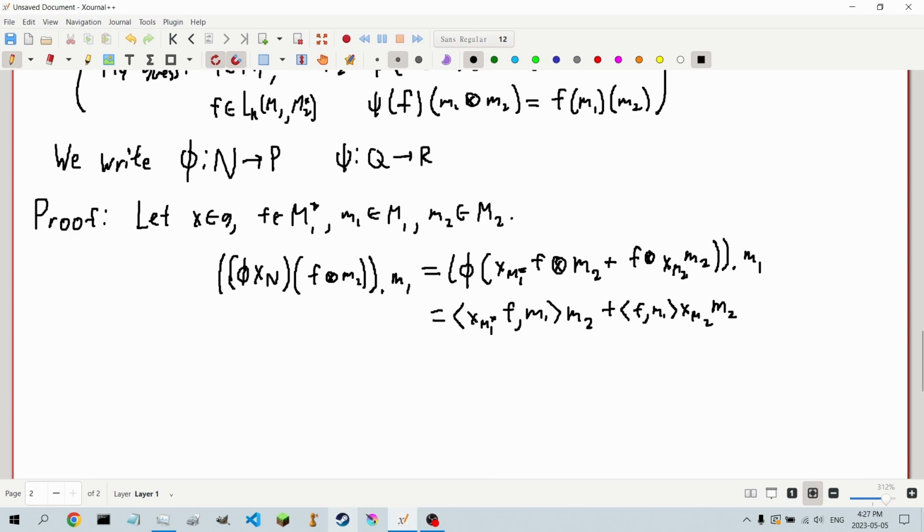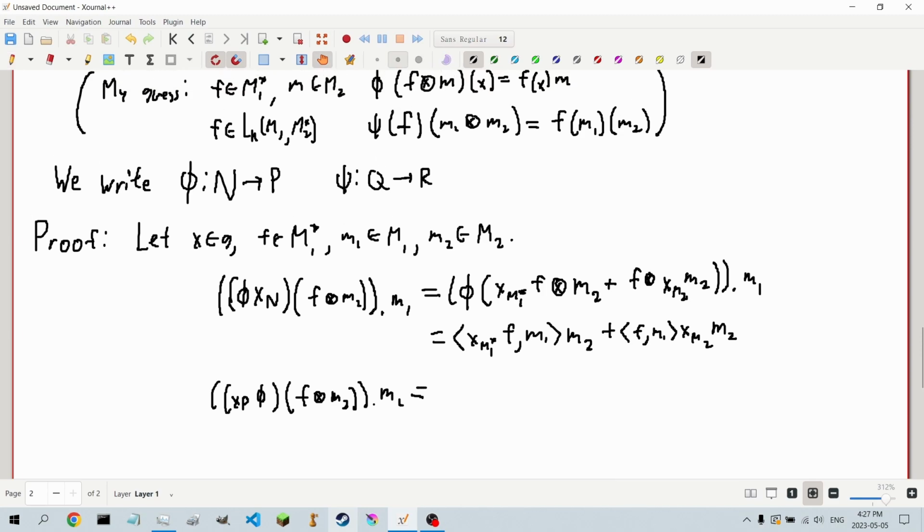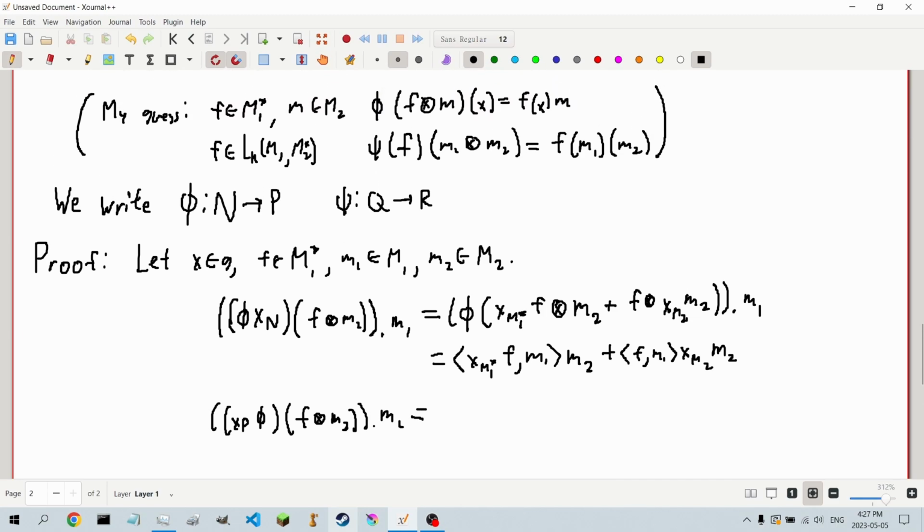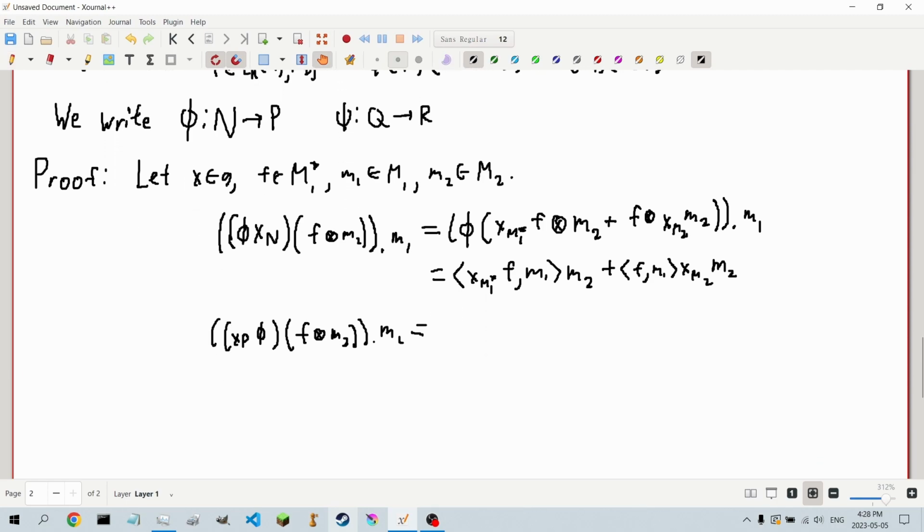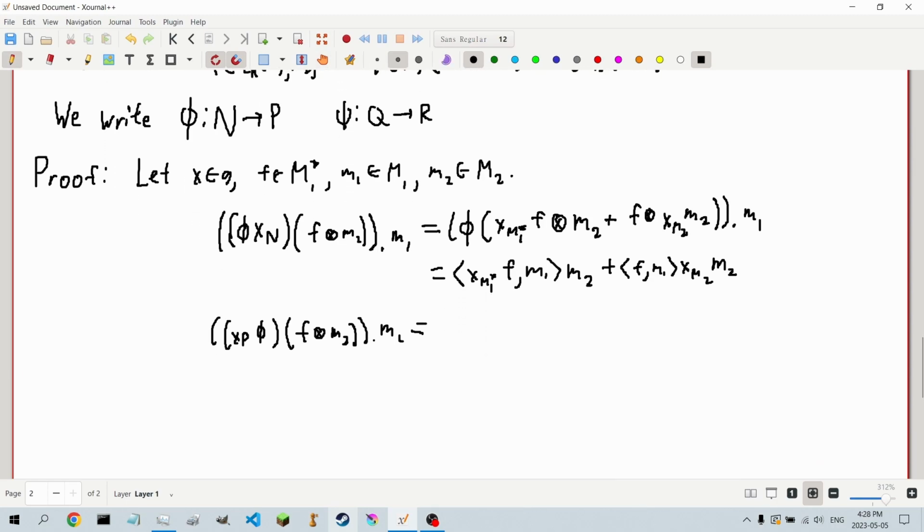Now, how does this work the other way? xp of phi, composed with phi of f tensor m2, this whole thing acting on m1. And the way I'm interpreting this does seem to be, if I'm reading it right, this is the formula I gave above, which is a good sign. So that looks like a 2 in the subscript.